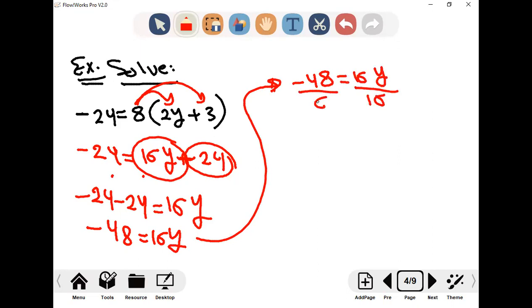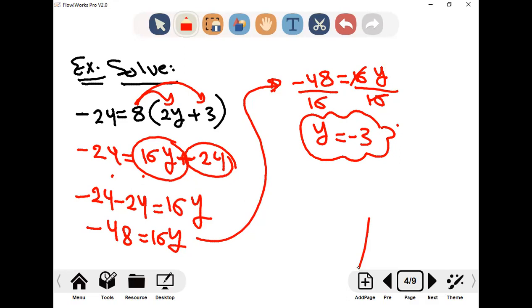So y will be negative 3. Why negative? Because we said many times that in division and multiplication, if you have different signs, the answer is always negative. Similar signs, the answer is always positive.